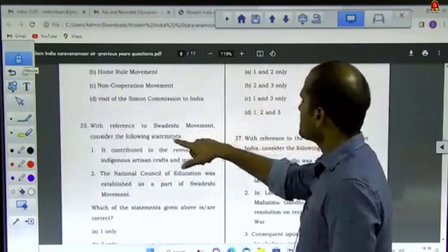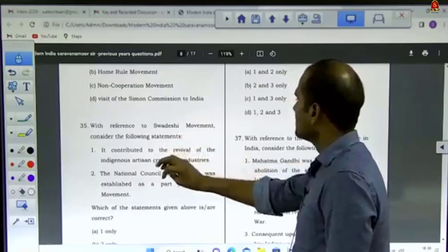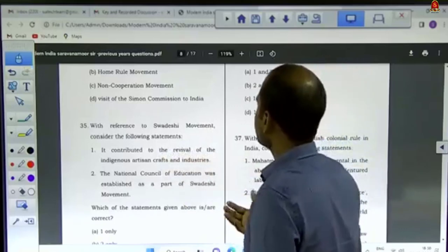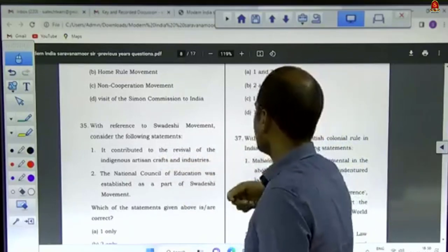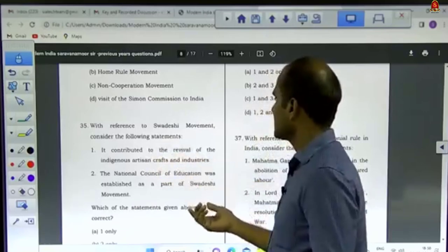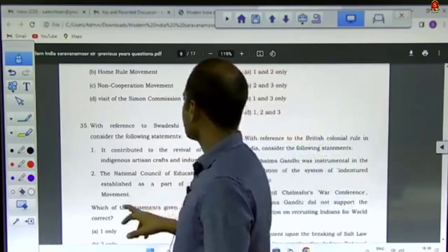With reference to the Swadeshi movement, consider the following. It will contribute to the revival of indigenous artisans, crafts and industries. Yes, that's what Swadeshi means: local. Charkha, popularization of the charkha, right? Indigenous artisans, crafts and industries. Yes. The National Council for Education was established as a part of this.